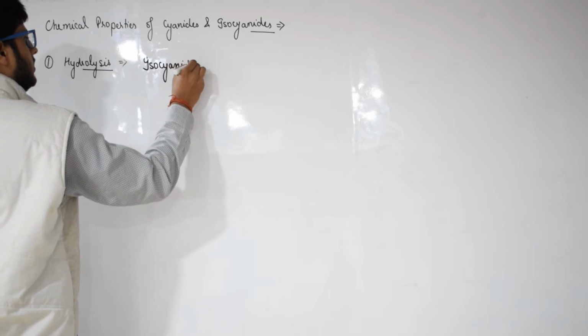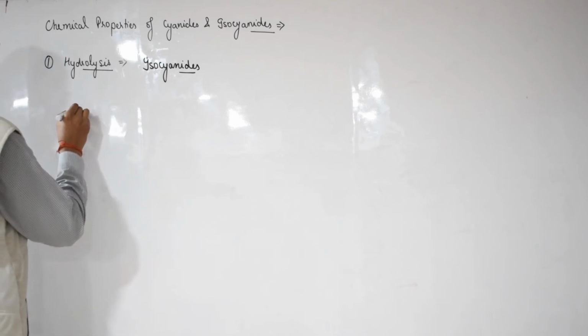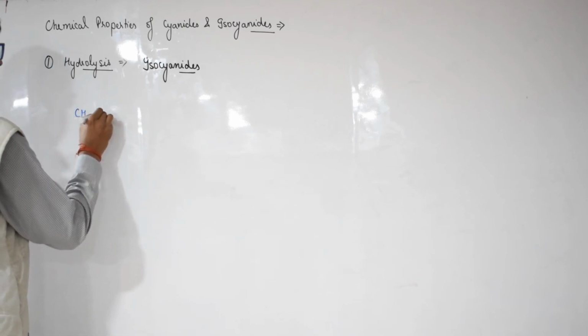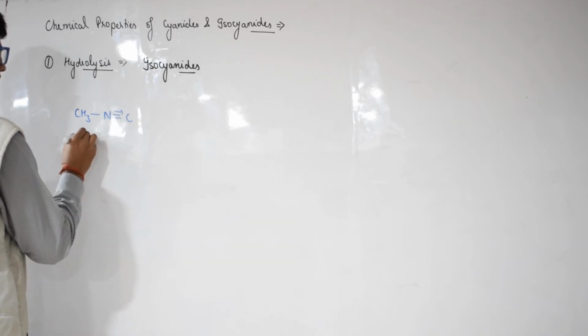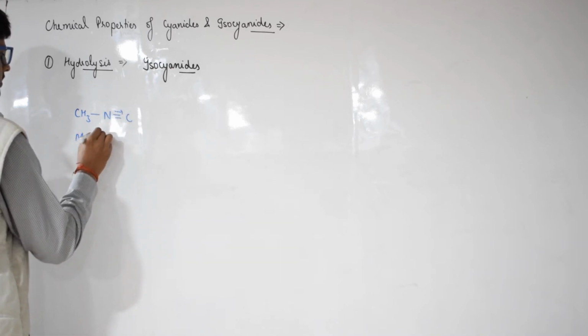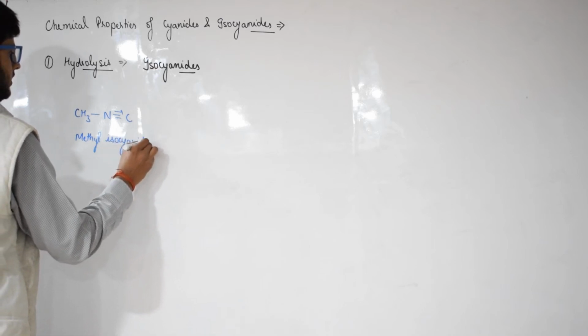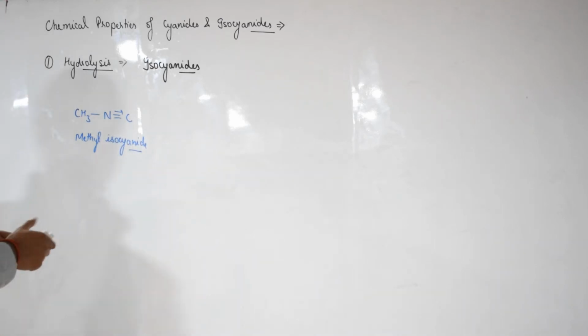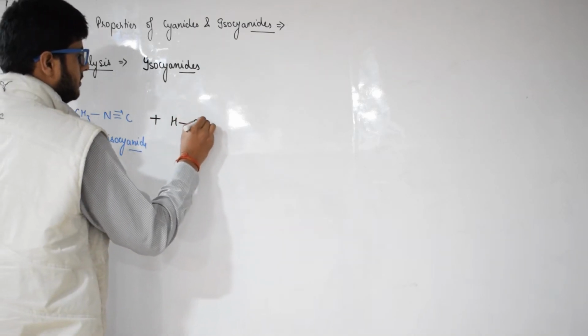Hydrolysis of isocyanides. So, what happens in this case? Let us see. We have an isocyanide, let it be CH3NC. This is methyl isocyanide. When it is hydrolyzed with water, what happens?